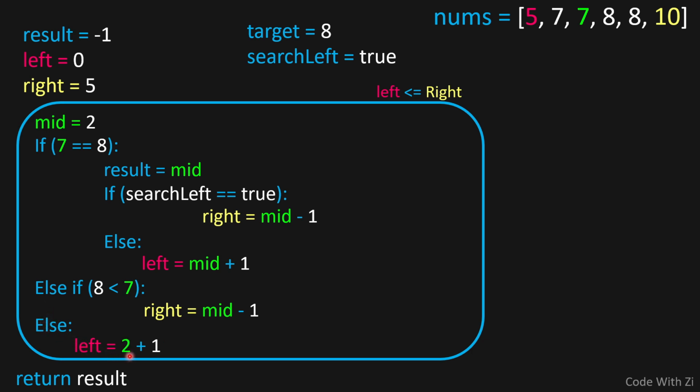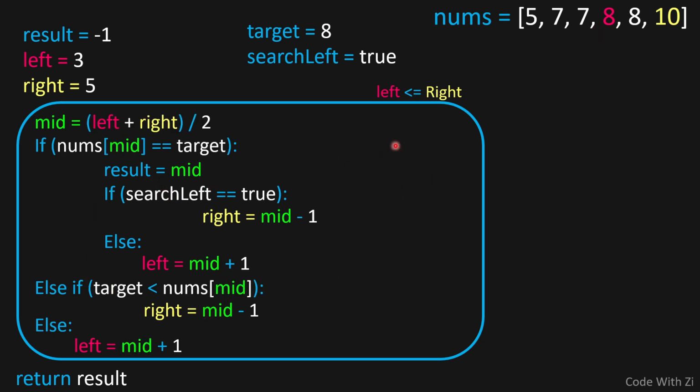equal to 2 plus 1, because our mid is 2, so 2 plus 1, and that's going to make left be equal to 3, and because now left is equal to 3, it's going to be pointing to the number with the index of 3, which is going to be this 8 here. And then we're going to keep on looping, because left is 3 and right is 5, so left is smaller than or equal to right. So this condition is true, and we're going to keep on looping.